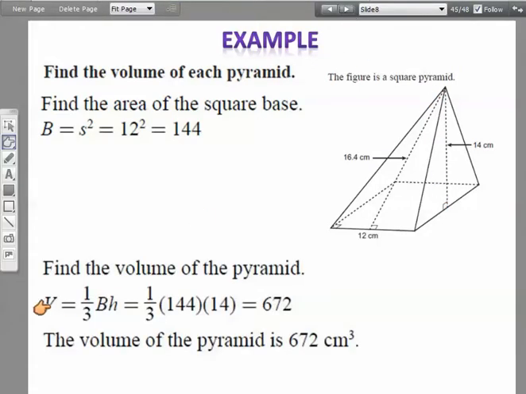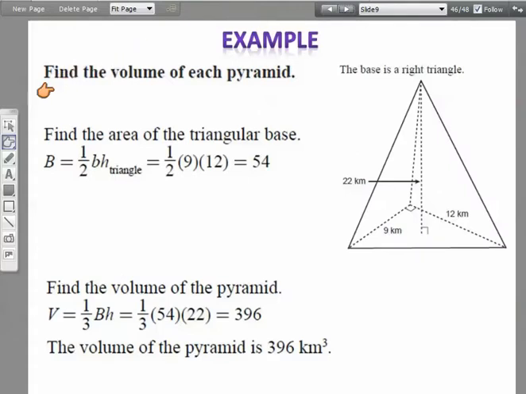So all you got to do is the plugging and chugging. You've got the third, you found the capital B's 144. They gave us the height of the pyramid. Do the math. 672. So the volume of the pyramid is 672 centimeters cubed. Okay, that went kind of fast. But look, they gave us the slant height. You don't use it. Now, if we didn't have the height of the pyramid, we might have to use the slant height, but that's another problem.